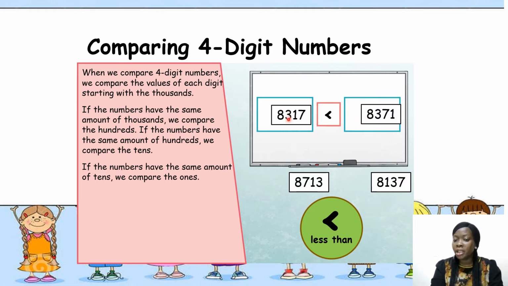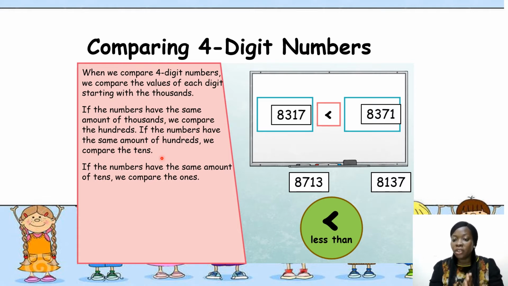In the hundreds, the same thing. We have 300 here. We still have 300 here. Now let's compare the tens. In the tens, we have one here and here we have seven. So one is less than seven. That is why we have the less than sign here. I hope this explanation is clear.